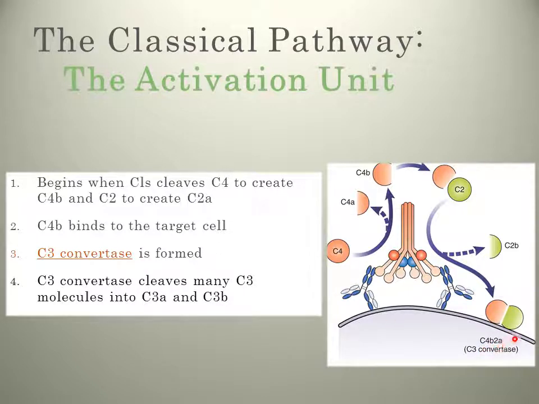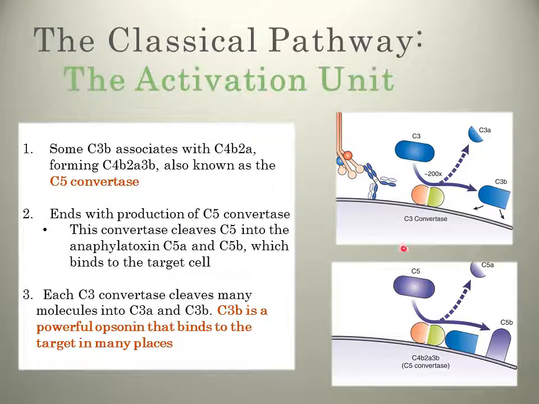C4b2A. Where is it at? Attached to this cell membrane. The C3 convertase cleaves C3 molecules into C3a and C3b. So again, the original inactive C3 is acted on by the C3 convertase, which splits it into two parts, A and B.